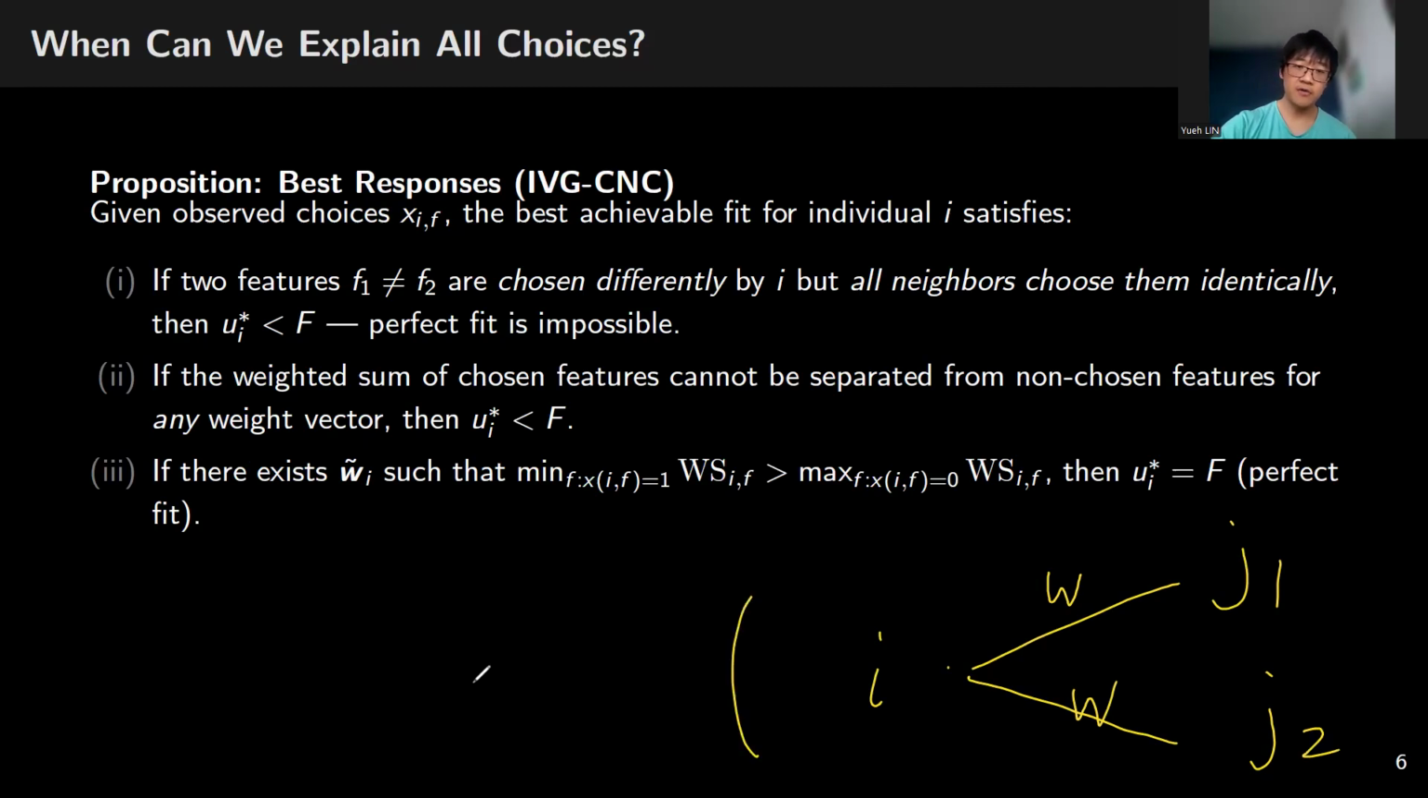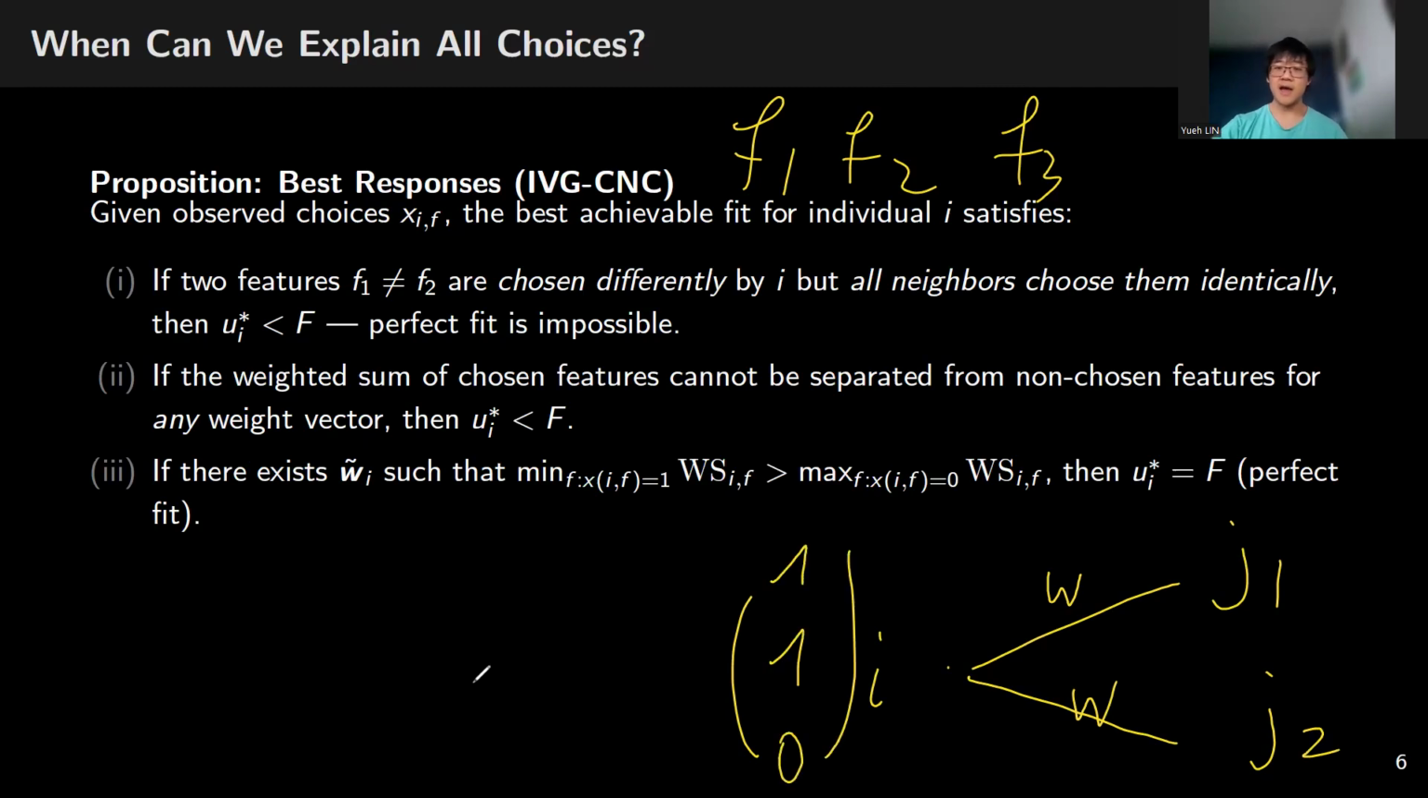Let's say I vote, now we got features F1, F2, and F3. Let's say in this case F1 is voting 1, F2 is 1, F3 is 0. So I chooses feature 1, I chooses feature 2, and I doesn't choose feature 3. And we got the choices for J, choices for J.